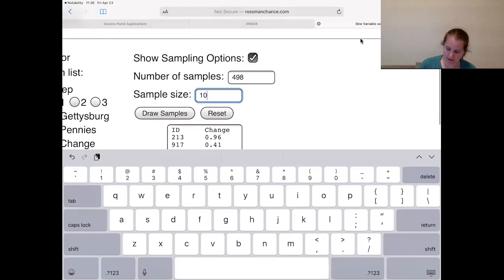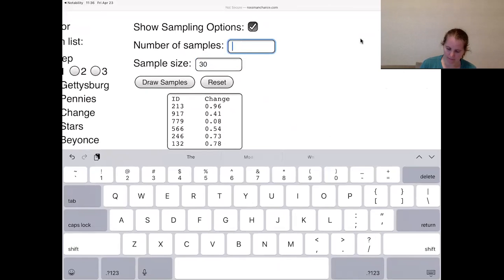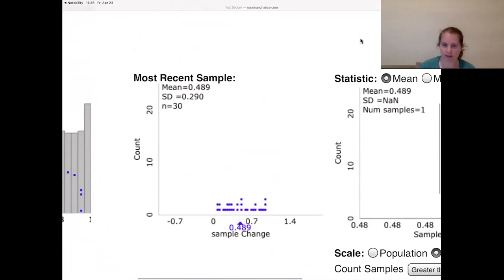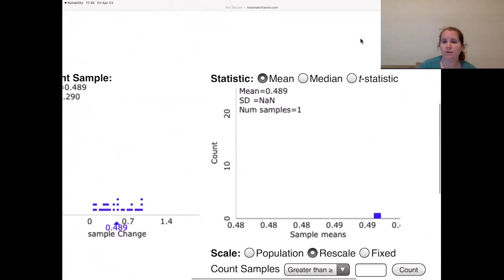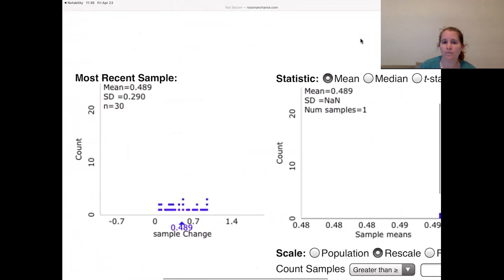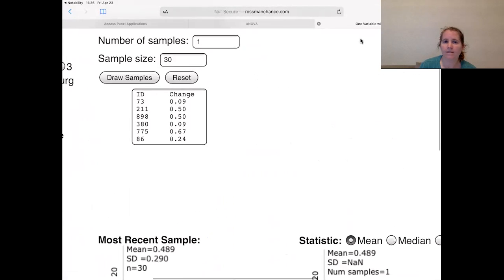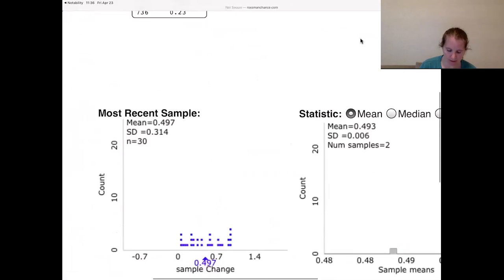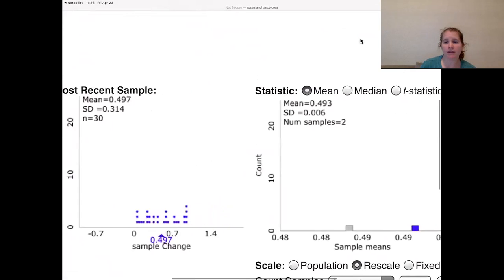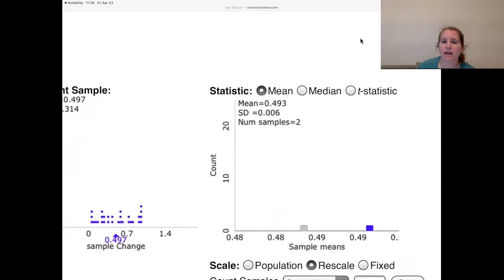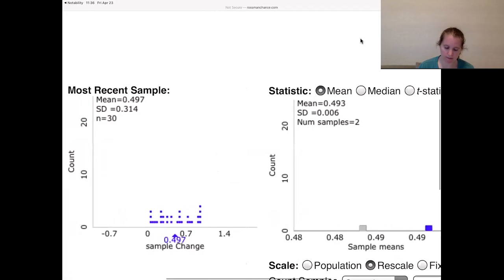Next up, let's look at samples of size 30. Let's go ahead and just draw one sample to start off. Again, here's our one sample. This one had a mean of 0.489. So that 0.489 is popping up here. Let's go ahead and do this one more time. We have a mean of 0.497. So now here's our 0.489 and our 0.497 showing up in our histogram of sample means.